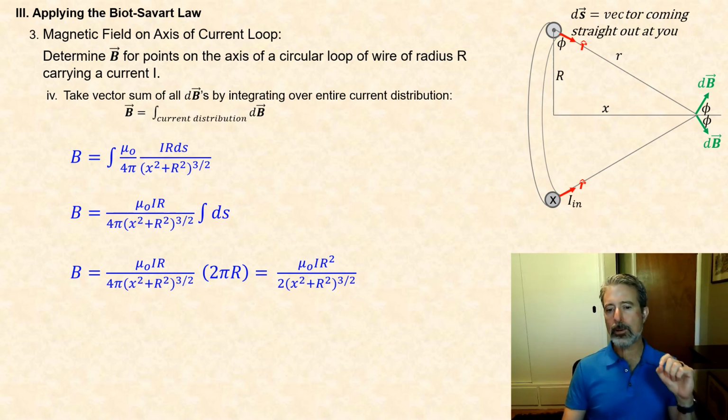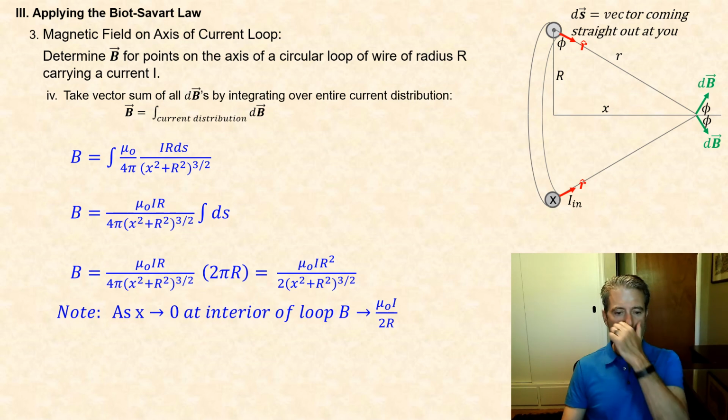Now I want to point out something very important here, and that is to make a comparison between the straight wire and the loop of wire. In other words, what is the effect on the magnetic field of taking a straight wire and bending it into a circular loop? Let's start by taking a look at what happens right at the interior of the loop as we let x go to 0. As x goes to 0, our field point becomes this point right here, in the plane of the loop itself, right at the center of the loop. Notice that the magnitude of the field can be expressed as mu naught times I over 2R.